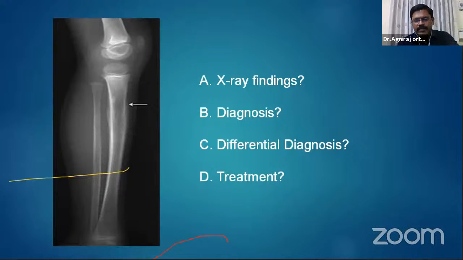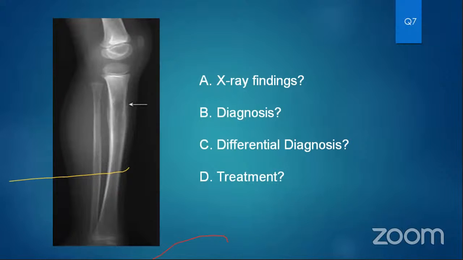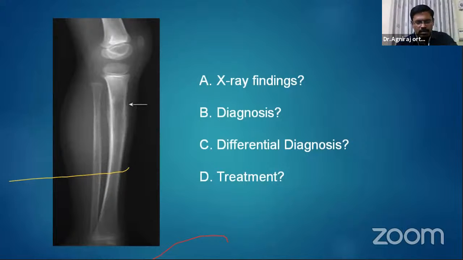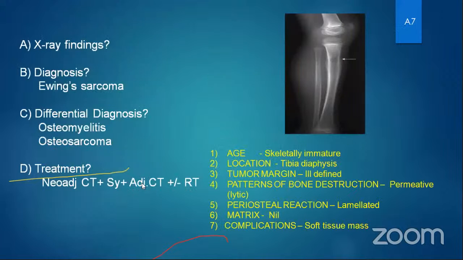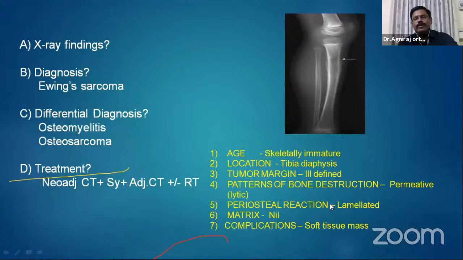Jenny Jose, you say Ewing sarcoma comes under marrow tumors or round cell tumors. What are the other marrow tumors you know? Sir, marrow tumors: Ewing sarcoma, multiple myeloma, plasmacytoma, secondary metastasis, lymphoma. Okay. So skeletally immature, tibia diaphysis, ill-defined, lamellated periosteal reaction, matrix nil, soft tissue mass is there. Ewing sarcoma, with osteomyelitis and osteosarcoma as differentials. Neoadjuvant chemotherapy, surgery, adjuvant chemotherapy, plus or minus radiotherapy.